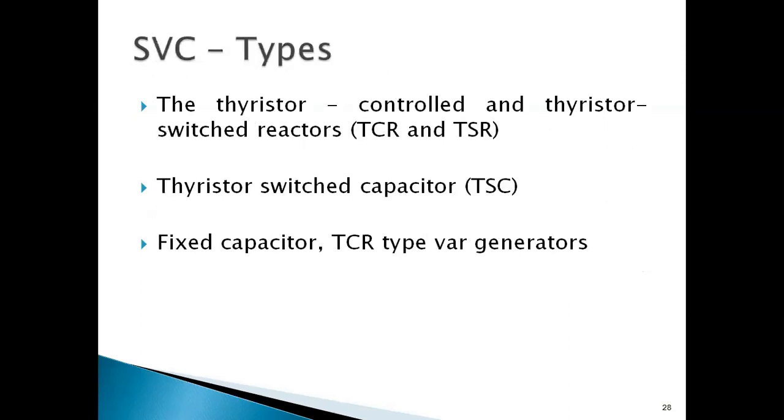SVC types. These are the different configurations or setups. One is TCR, thyristor controlled reactor, and then thyristor switched reactor. Already we have seen the thyristor switched capacitor. I have told you the difference between the TCR and TSR. TCR facilitates continuous control, while TSR helps us achieve discrete control. And for the thyristor switched capacitor, we need to consider when to use TSC.